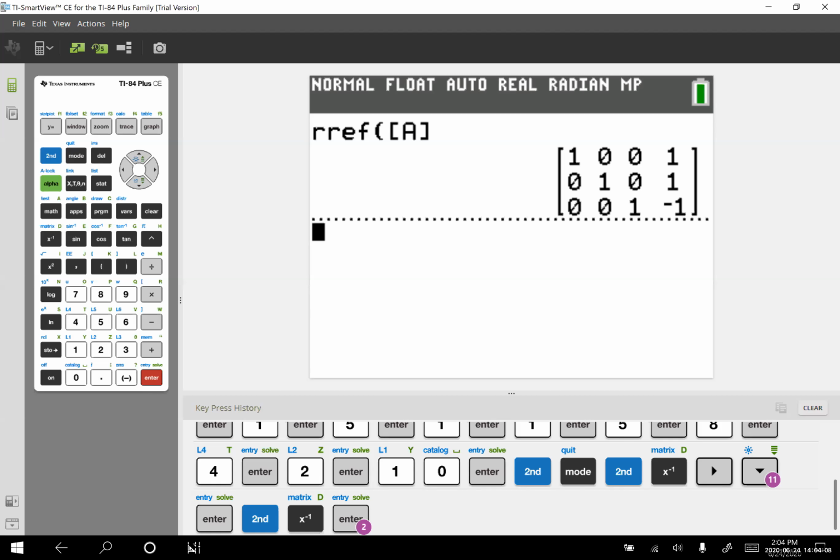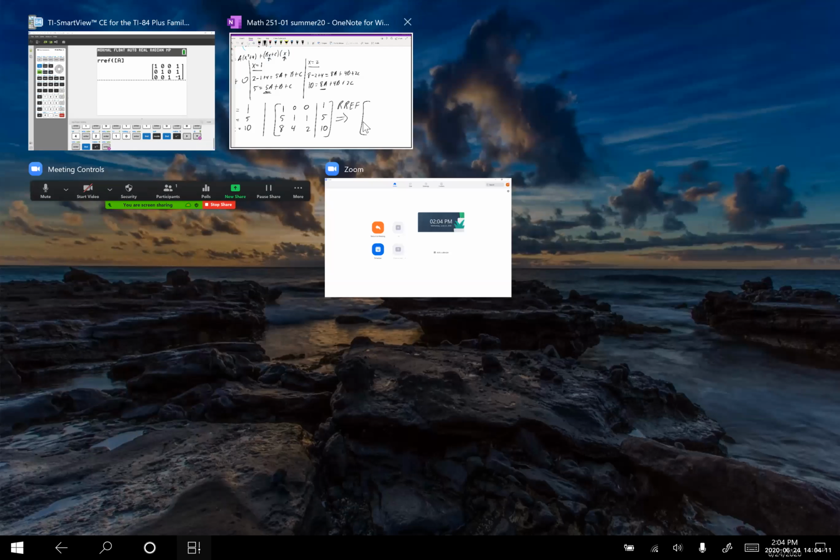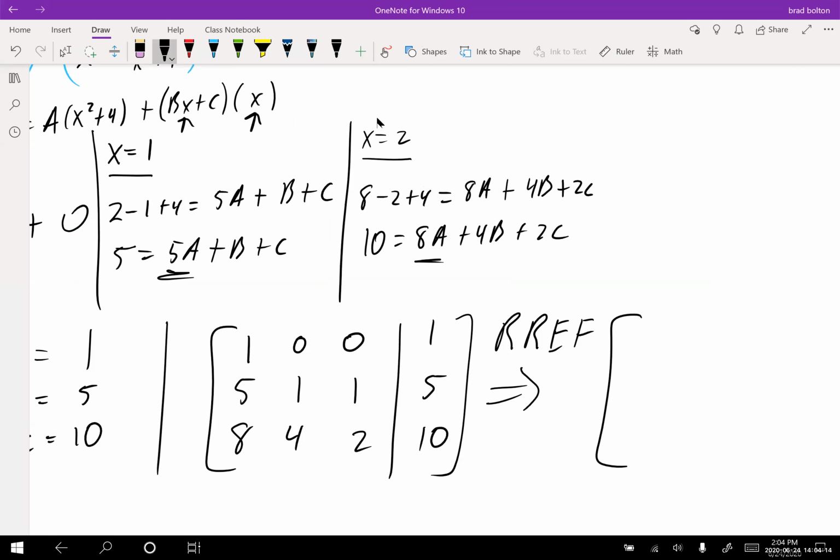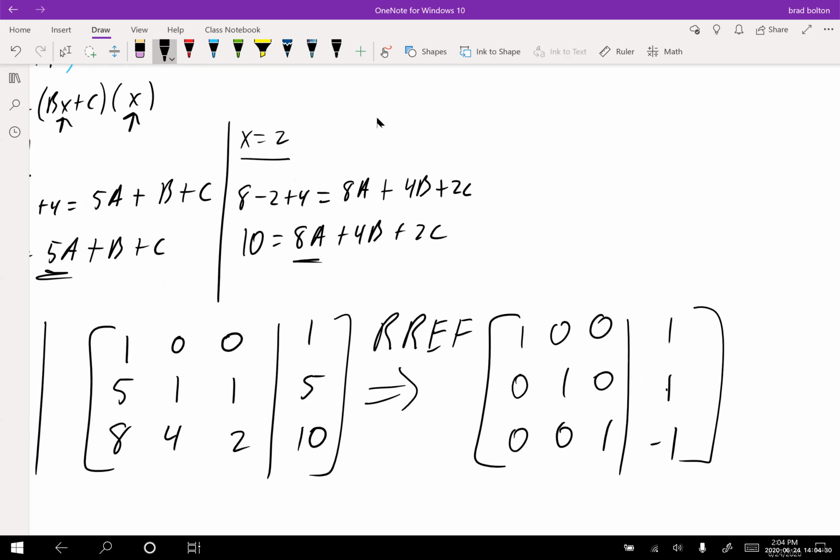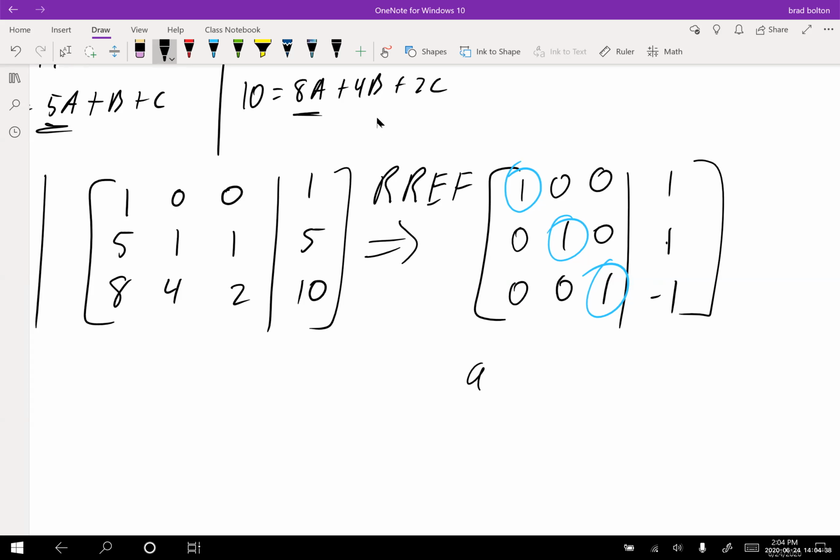So let me do this on the other page now. So this page will now be 1, 0, 0, 1, 0, 1, 0, 0, 0, 1, and then 1, 1, negative 1, right? So here's the thing. This is your A, this is your B, and this is your C, okay? So that means then that capital A equals 1, but we already knew that. Capital B is equal to 1, and C is equal to negative 1.